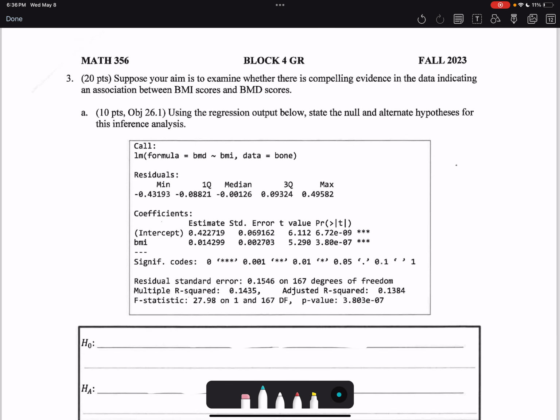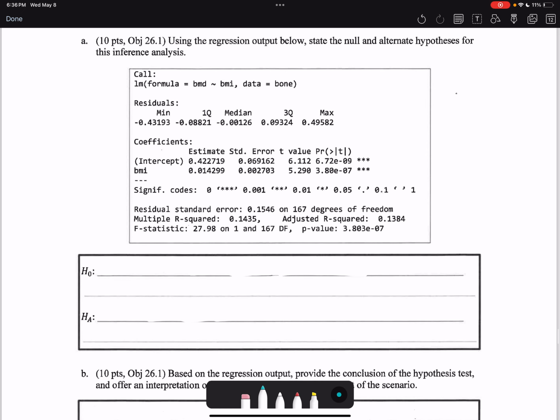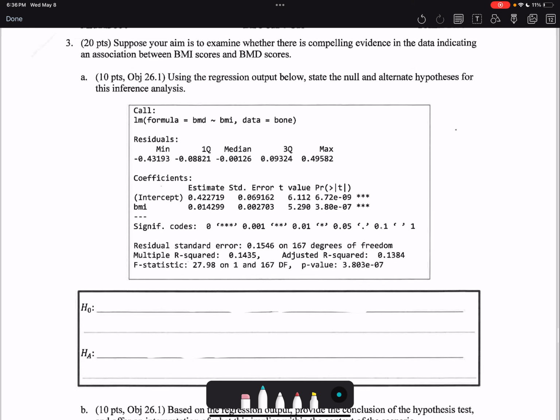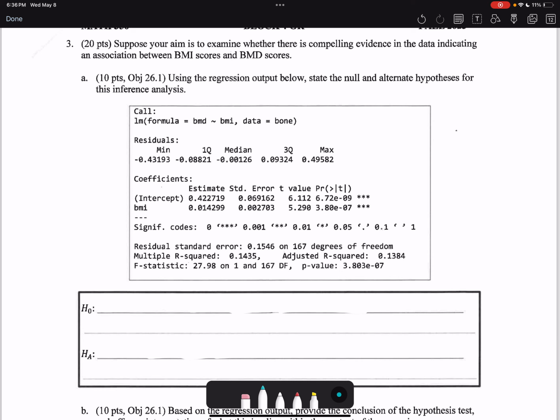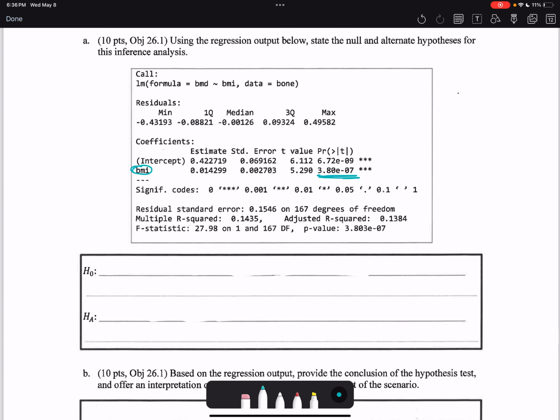Now, suppose your aim is to examine whether there is compelling evidence in the data indicating an association between BMI, body mass index scores, and body mass D scores. I don't know what D stands for. Using the regression output below, state the null and alternative hypothesis of this inference analysis. Well, so the first thing I would ask is, there's compelling evidence indicating an association. Well, it's because there is one intercept, then this value will be the same as that value. We can say the null hypothesis says that beta 1 is equal to 0. The alternative, beta 1 is not equal to 0.